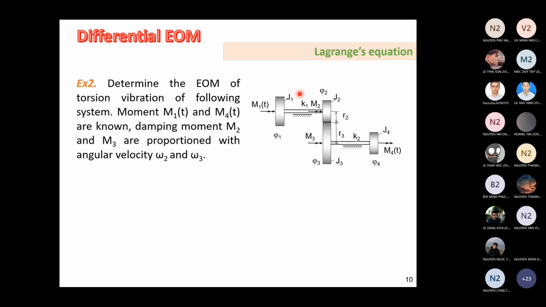This is for the torsional vibration. In the system, you can see on the figure that there are 4 discs. The moments M1 and M4 are known. The damping moments M2 and M3 are proportional to the angular velocities omega 2 and omega 3. This is like the damping force: the damping force is proportional to the velocity, and the damping moment is proportional to the angular velocity.